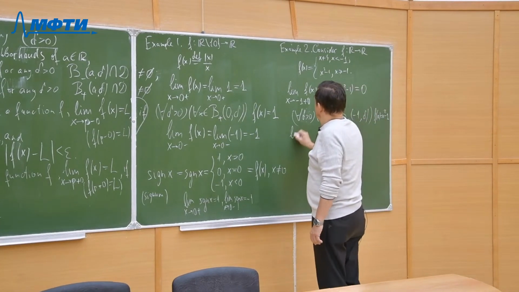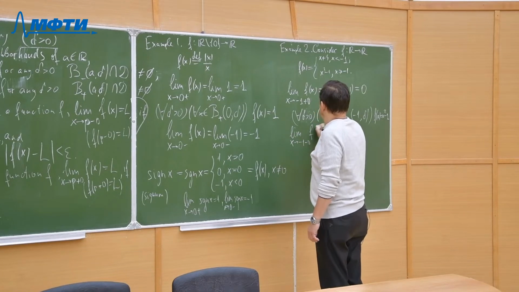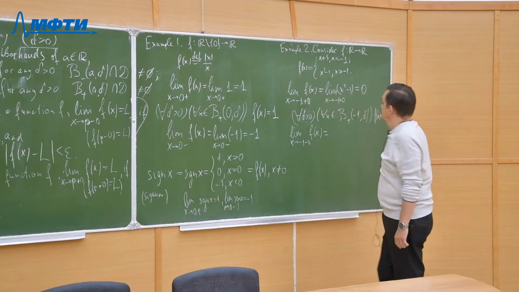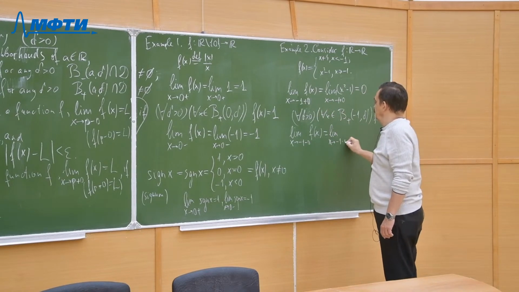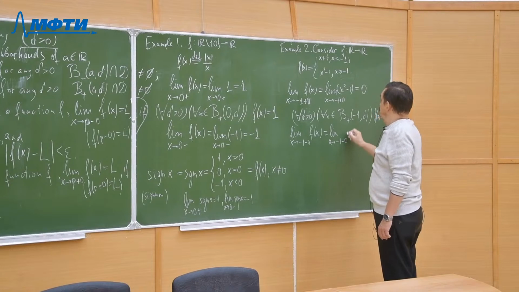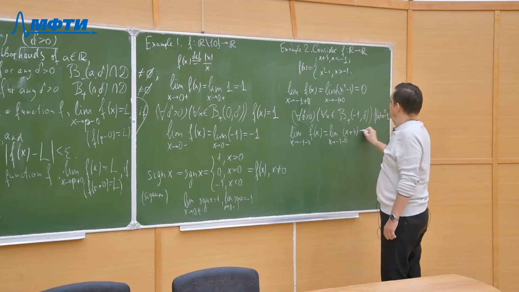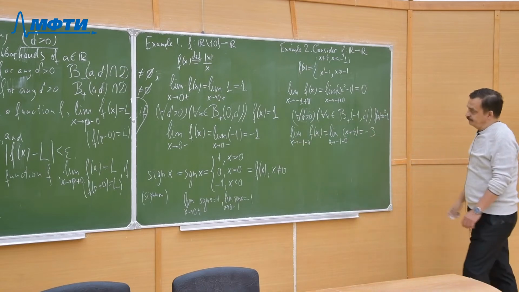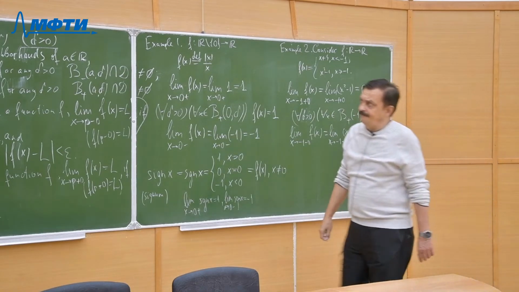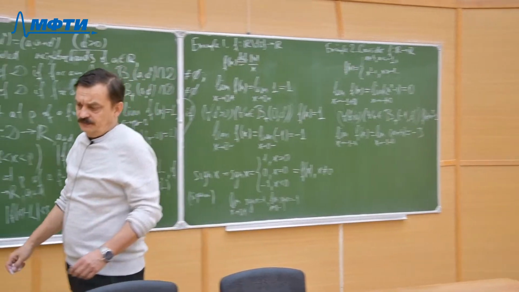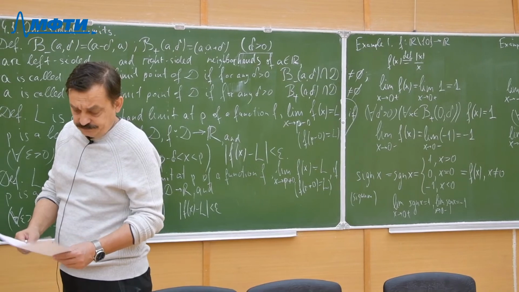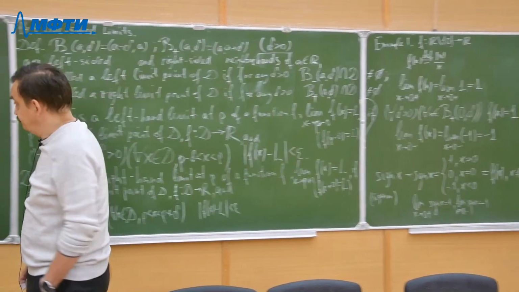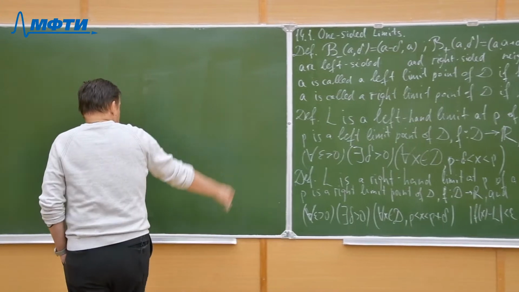Now analogously, the limit as x tends to minus 1 minus 0 of f of x, that is the limit as x tends to minus 1 minus 0 of x plus 4, which is 3. That is how to compute such kind of limits.